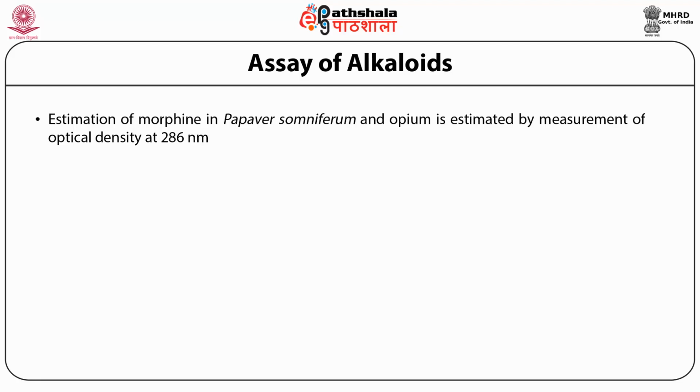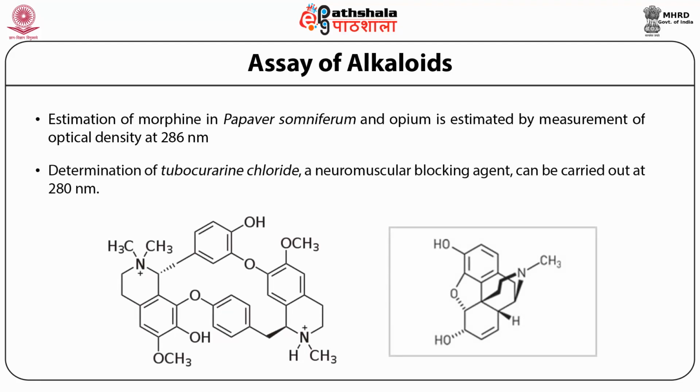Example 4 is that of tubocurarine estimation, which is a neuromuscular blocking agent. The analysis of this compound can be carried out at 289 nanometers. Mind you, we need to get rid of some of those interfering substances. We need to remove them before these tests can be used for the estimation of these alkaloids.